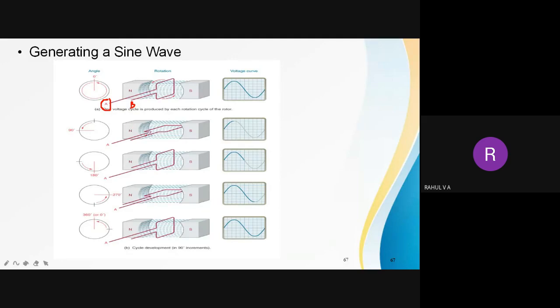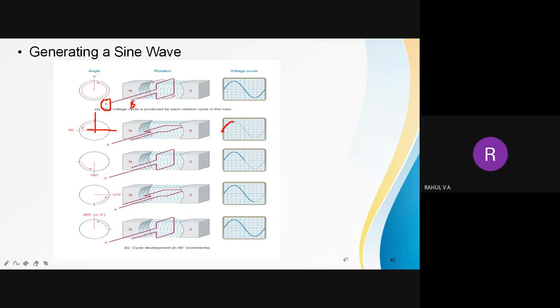Okay. So what happens is when it is rotating from this perpendicular position to the parallel position, the maximum amount of flux linkage happens. Initially the voltage was 0, and when it is rotating in the anti-clockwise direction through the next 90 degrees, the maximum flux linkage happens. So voltage increases from 0 to maximum.